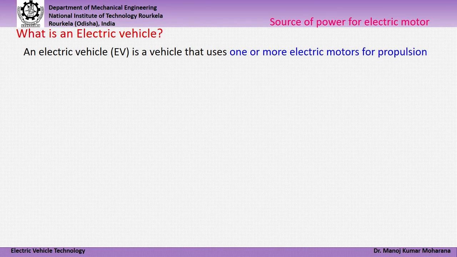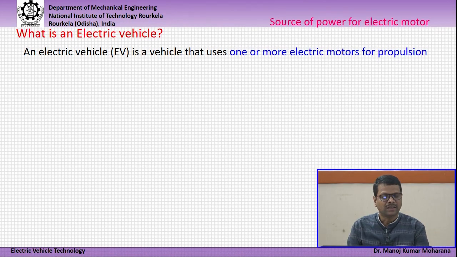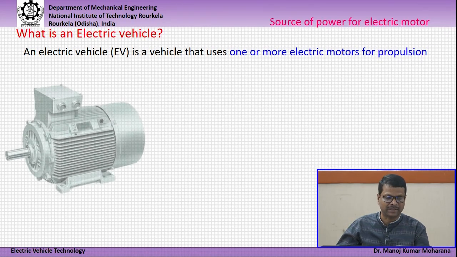Now the question arises, what is an electric vehicle? So, we will go for a formal definition. An electric vehicle is a vehicle that uses one or more electric motors for the purpose of propulsion, and an electric vehicle is also very popularly described as EV, capital EV. So, very frequently I will also be using the term EV to indicate an electric vehicle.